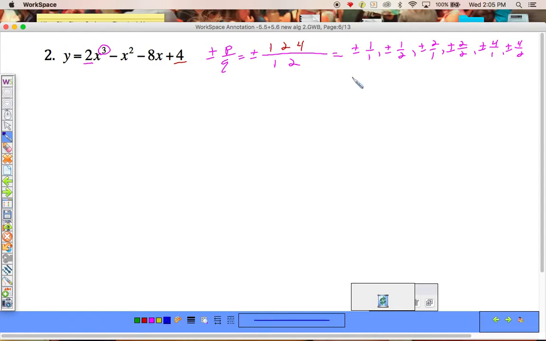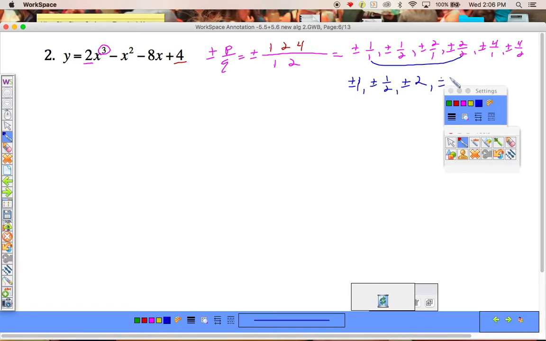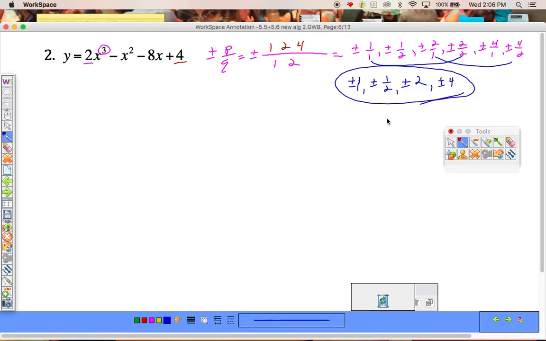Clean them up. Plus or minus 1, plus or minus 1/2, plus or minus 2. These two are the same, so I'm not going to write it again. Plus or minus 4. And that's going to be it because the last one is the same. So those are my 8 possible solutions.